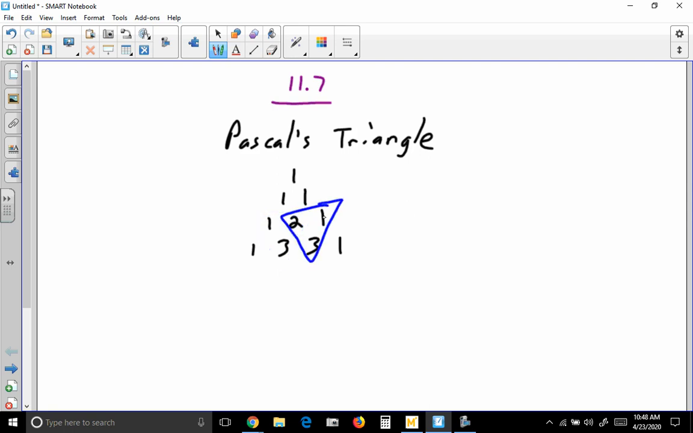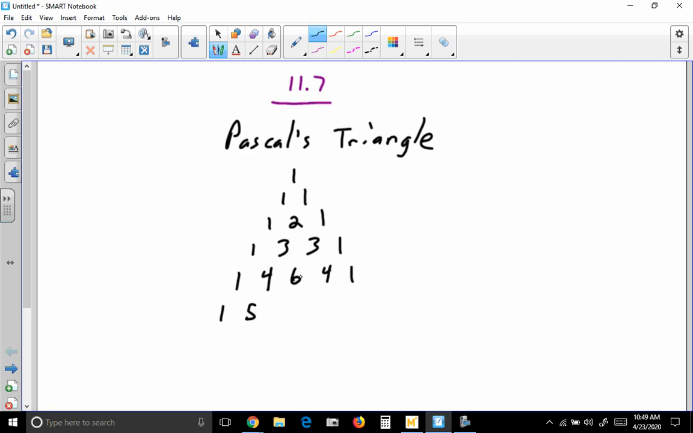So if we add those two together, we get this. So the next row, we have a 1 here. 1 plus 3 is 4, so we'd put a 4 in between them. 3 plus 3 is 6. 3 plus 1 is 4, and then we have a 1 here. For the next row, we start with a 1, and then 1 plus 4 is 5. 4 plus 6 is 10. 6 plus 4 is 10. 4 plus 1 is 5, and then we have a 1. Let's do one more. We have a 1. 1 plus 5 is 6. 15, 20, 15, 6, and 1.